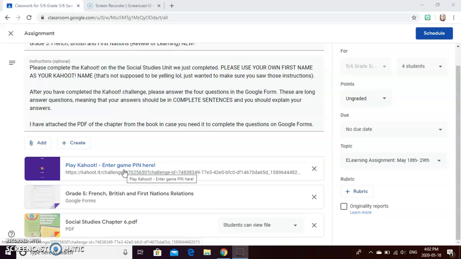Please, as I have noted above in the instructions, use your own first name for your Kahoot name, just so that when I go to look at the scores, I know whose challenge is whose. The second part of this, once you have completed the Kahoot, is there are some questions about the French, the British, and the First Nations. So I'm just going to click into that Google form and read those questions off to you right now.